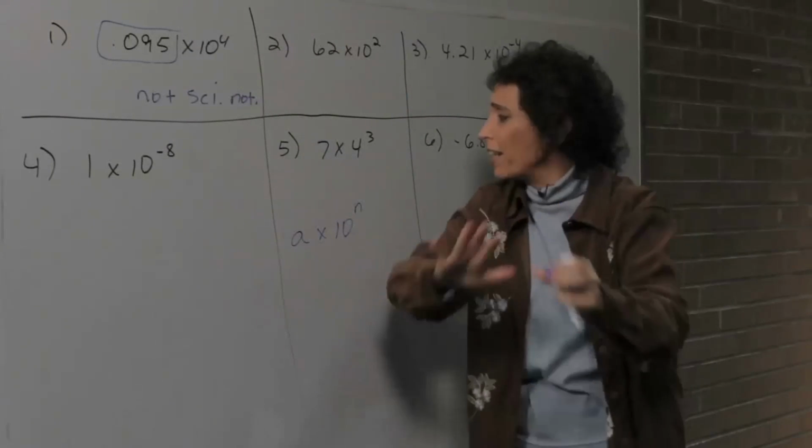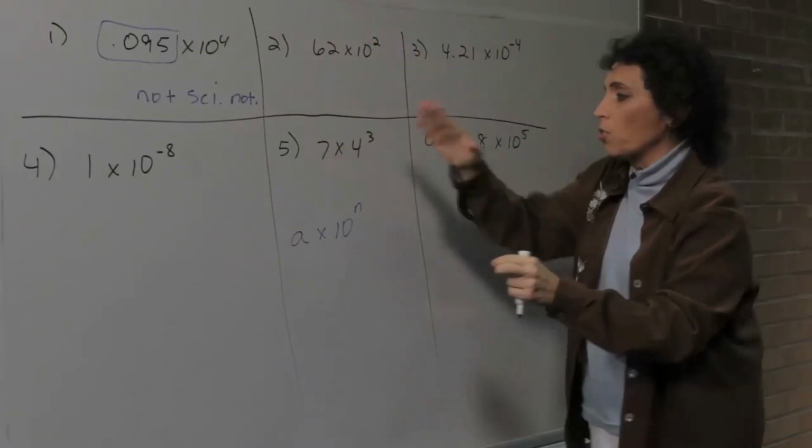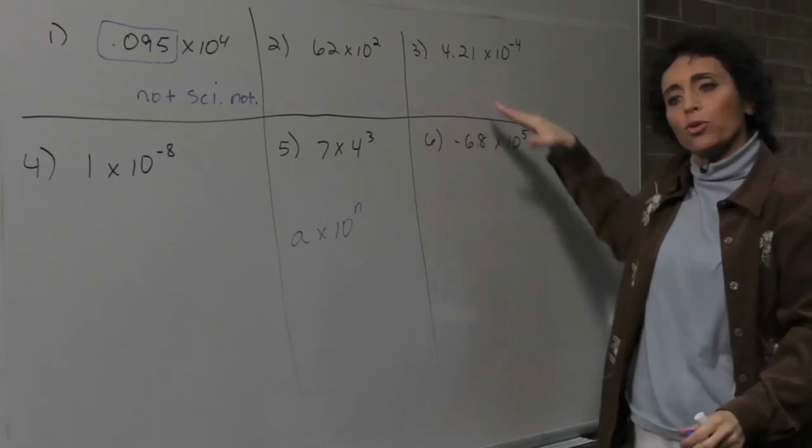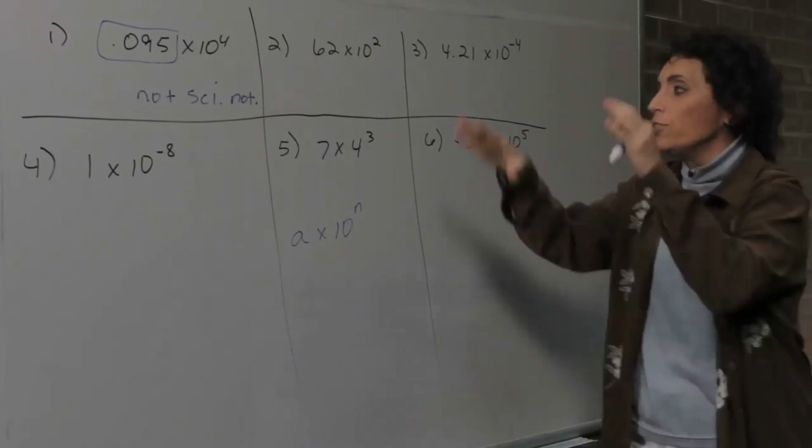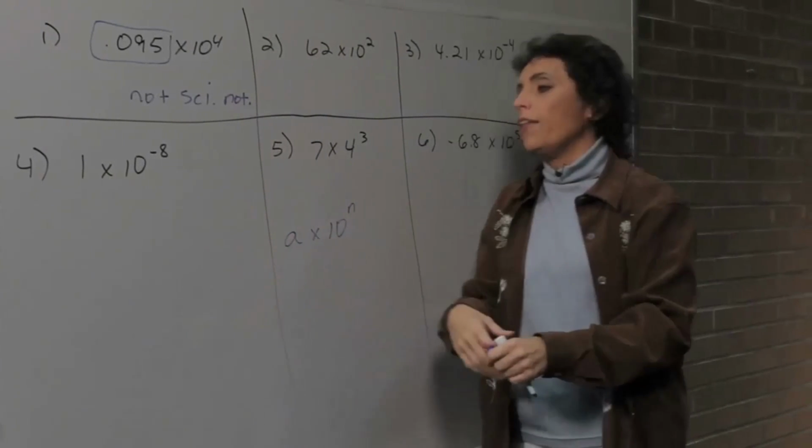I'm not asking you to multiply. I'm not asking you to do anything else. Just inform us if these are in scientific notation. So I'm going to ask you to do 2 through 6. Stop the video. Do 2 through 6 in your workbook, and then we'll go over them.